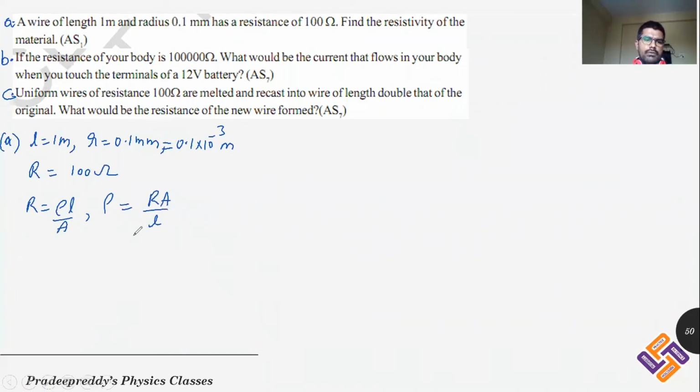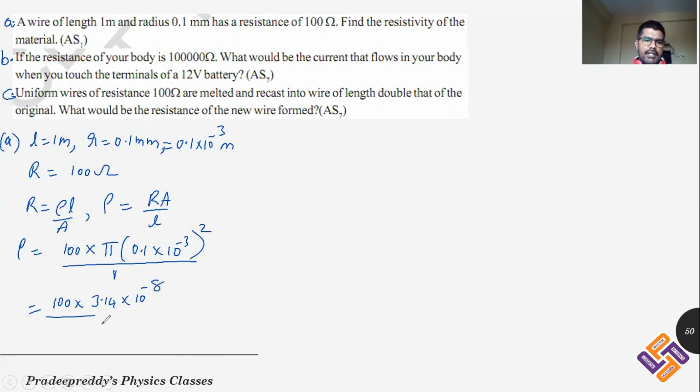Now rho is equal to, what is R? R is given as 100 ohm. Area of cross section is pi R square. Pi into R is 0.1 into 10 power minus 3 whole square divided by length of the conductor is 1 meter. This is 100 into 3.14 into, this can be written as 10 power minus 4 whole square, 10 power minus 8 divided by 1. This is resistivity rho for the first one. You need to calculate that. That gives you answer for the first question.